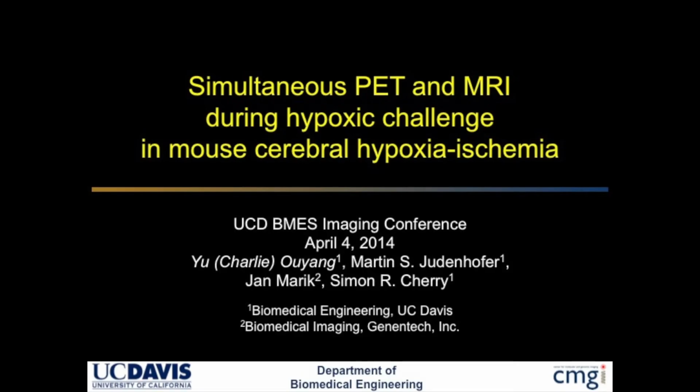And good afternoon, everybody. Today I'll be sharing with you some very recent, very exciting, I think, results where we applied simultaneous PET and MR imaging to a mouse model of stroke.